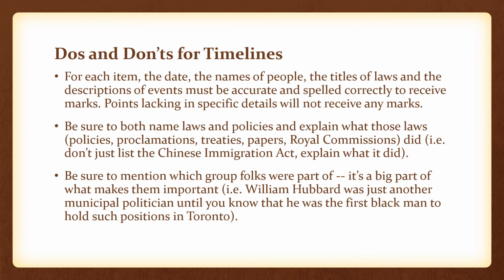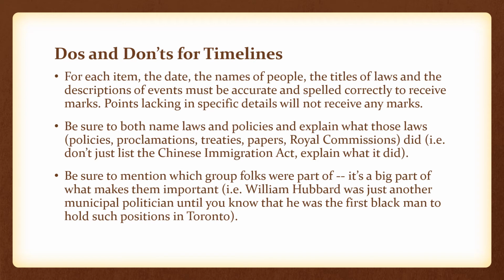So the next little bit is just about how to do a good timeline, how to get a really good mark on this, okay? So the do's and don'ts for your timelines. So these are the do's. For each item, the date, the names of people, the titles of the laws, and the descriptions of the events must be accurate and spelled correctly to receive marks, okay? So points that lack specific details will not receive marks. Don't be vague, right? Be sure to name laws and policies and explain what those laws do, all right? So don't just tell me the name of something, tell me what it did, okay?